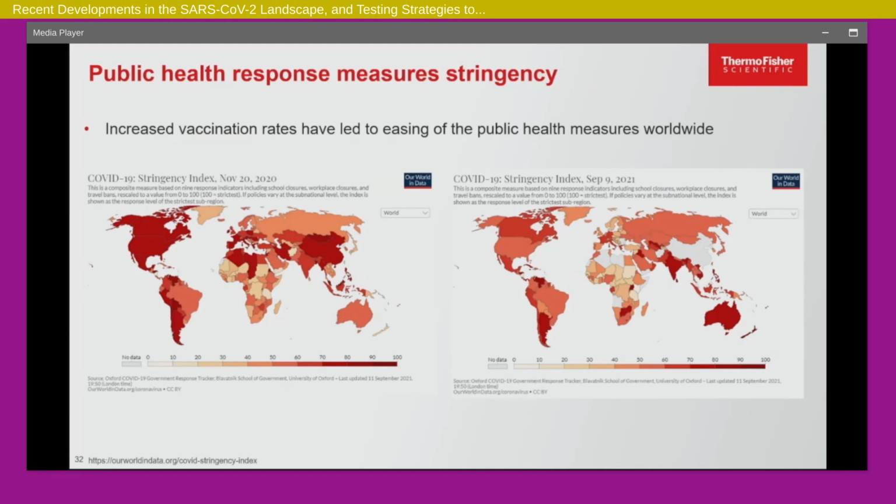So you can see what we call the stringency index. A lot of these stringency measures were shutdowns, stay home, don't come to work. But you can see a lot of them shifting from the dark reds to the light reds, and maybe even some of the yellows. Which means we are reducing those public health countermeasures, which means we should expect to see a rebound increase in flu cases.